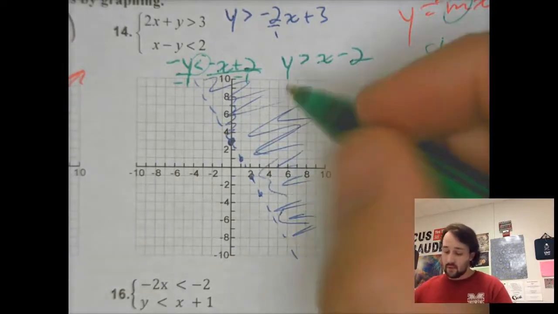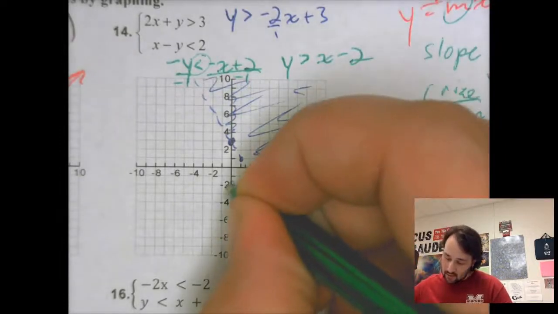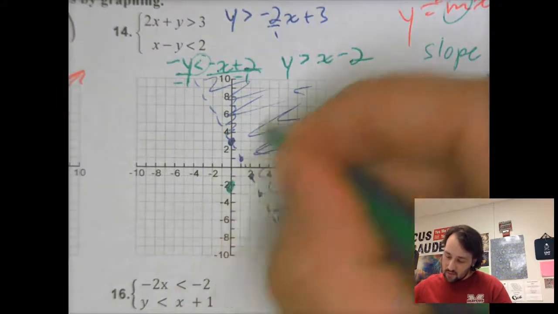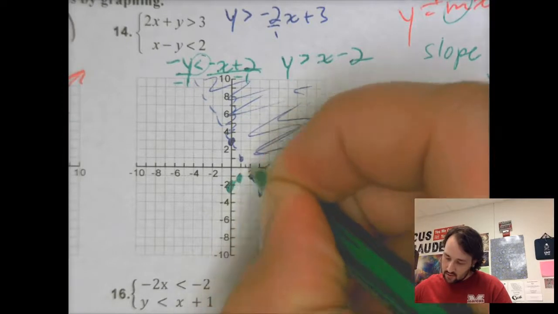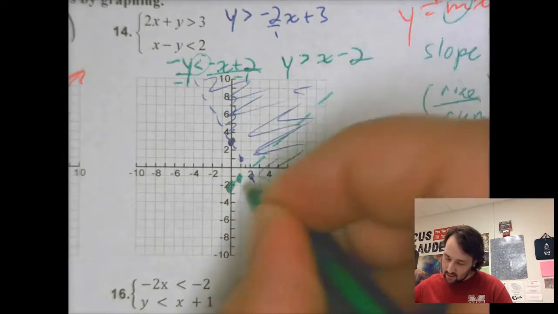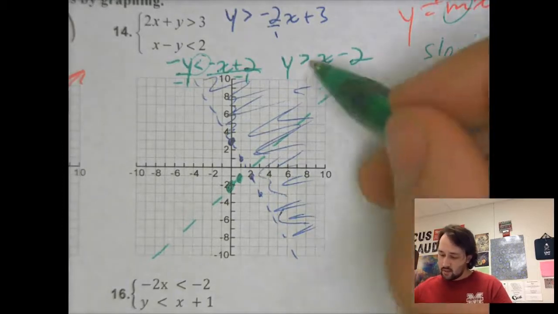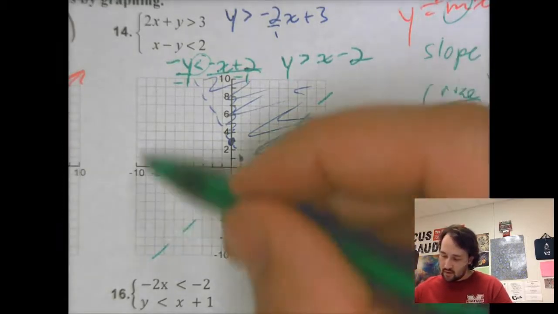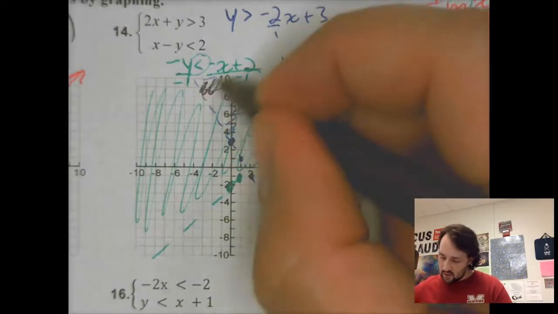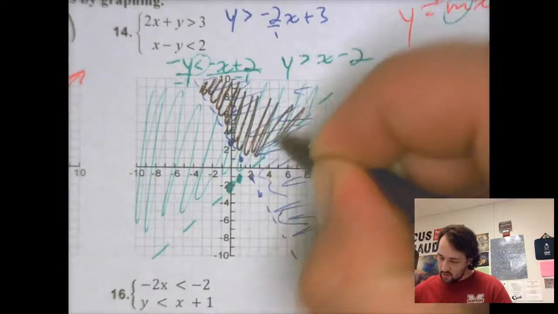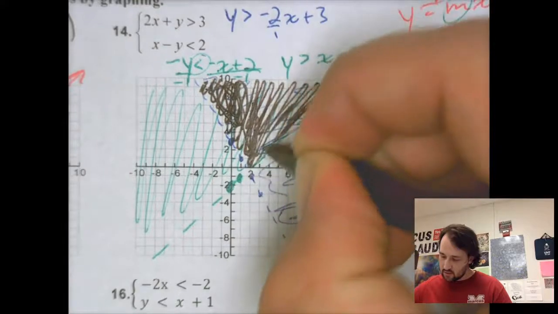Now for the other line, y is greater than x minus 2, I have -2. My slope is up 1 over 1, so up 1 over 1. And again, it's just greater than, so it's a dashed line. It is not equal to. And it says y is greater than, so if I pick a point on the line, it would be above it. Now the part where they meet is just this region up here. So I will shade in only that region right there. That is the only place that my solutions are.